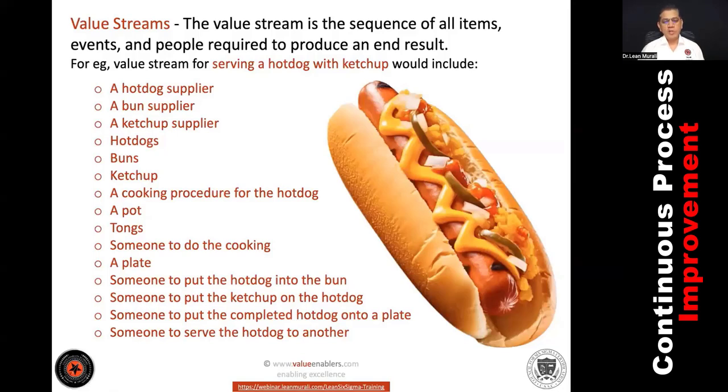See, as I told you last time, this value stream mapping itself is an 8-hour subject. I take it in 8 sessions, but I'm going to complete that in 8 minutes now. But at a later stage, I will explain in detail.